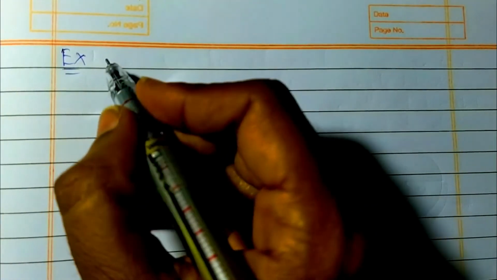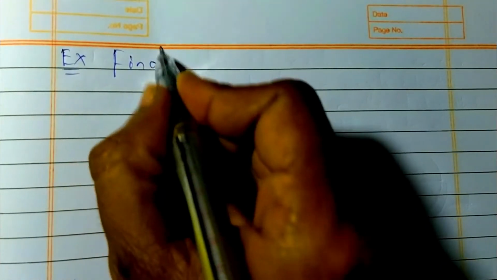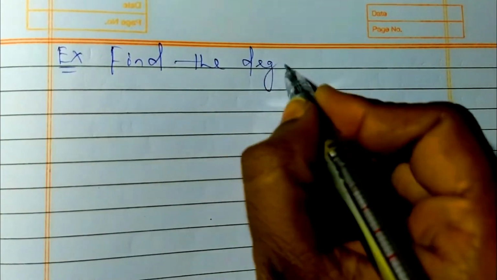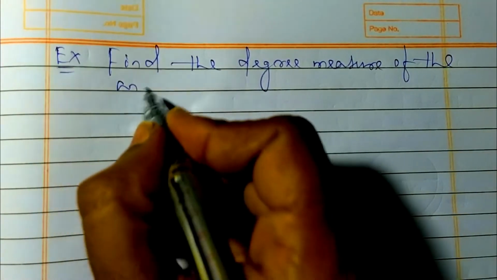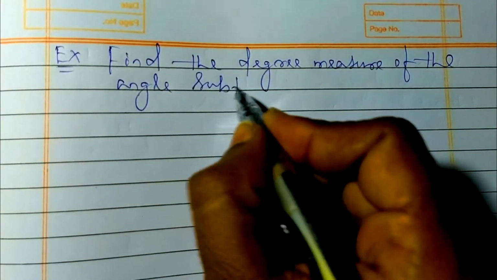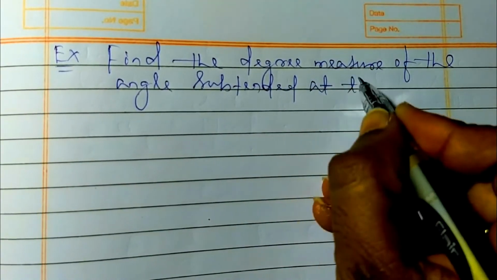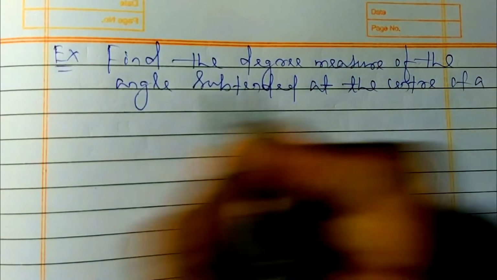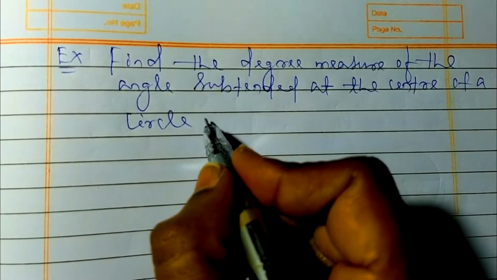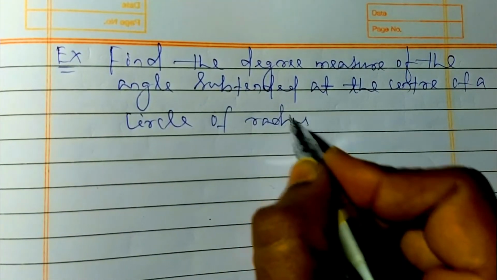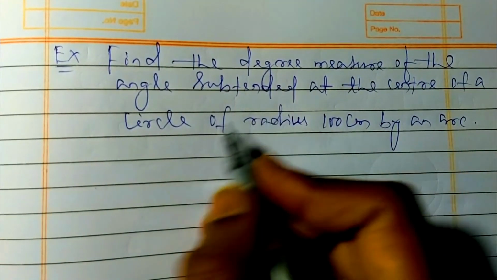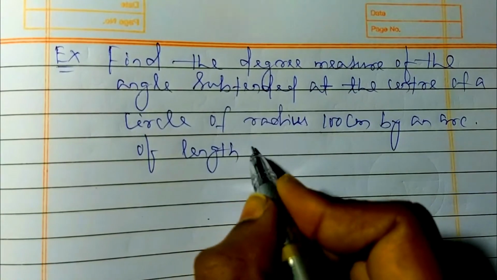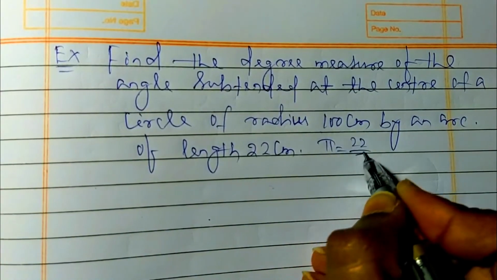Next we will find the degree measure of the angle subtended at the center of a circle of radius 100 centimeter by an arc of length 22 centimeter. Pi is equal to 22 by 7.